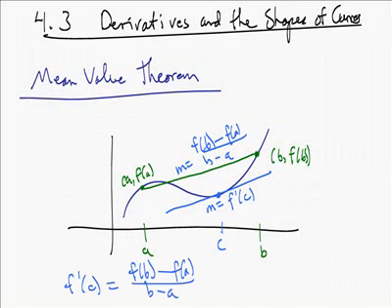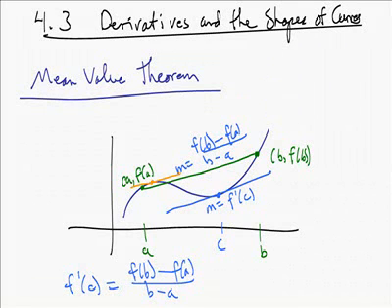Could be that there's more than one point. In fact, here it looks like there may be a couple. It looks like maybe this point right here might have a point in there where we have a tangent line that has the same slope. So it could be more than one point. The mean value theorem says there will be at least one point, so that's true.